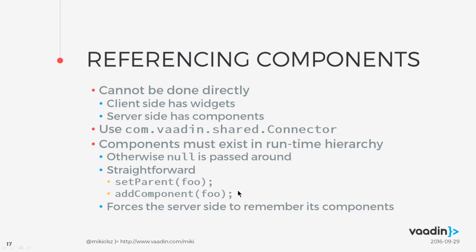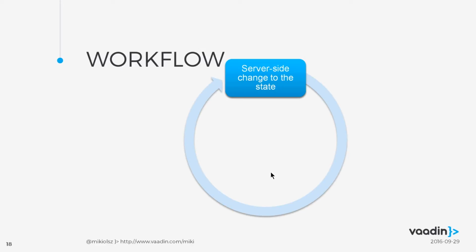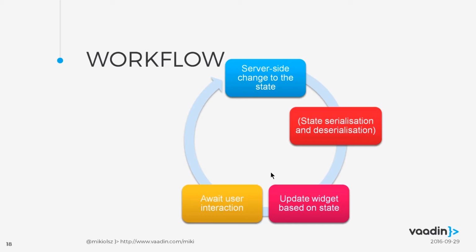So let's take a look at the workflow. So now we know that there is this shared state and what exactly happens. Let's say that the server-side code changes the state. That state gets serialized and of course deserialized on the other end automatically. Then the widget gets updated based on the state. The connector on the client side receives the event that the state has changed and then does something in response to that. And then we await user interaction. So the new component is painted and then we wait what the user will do.